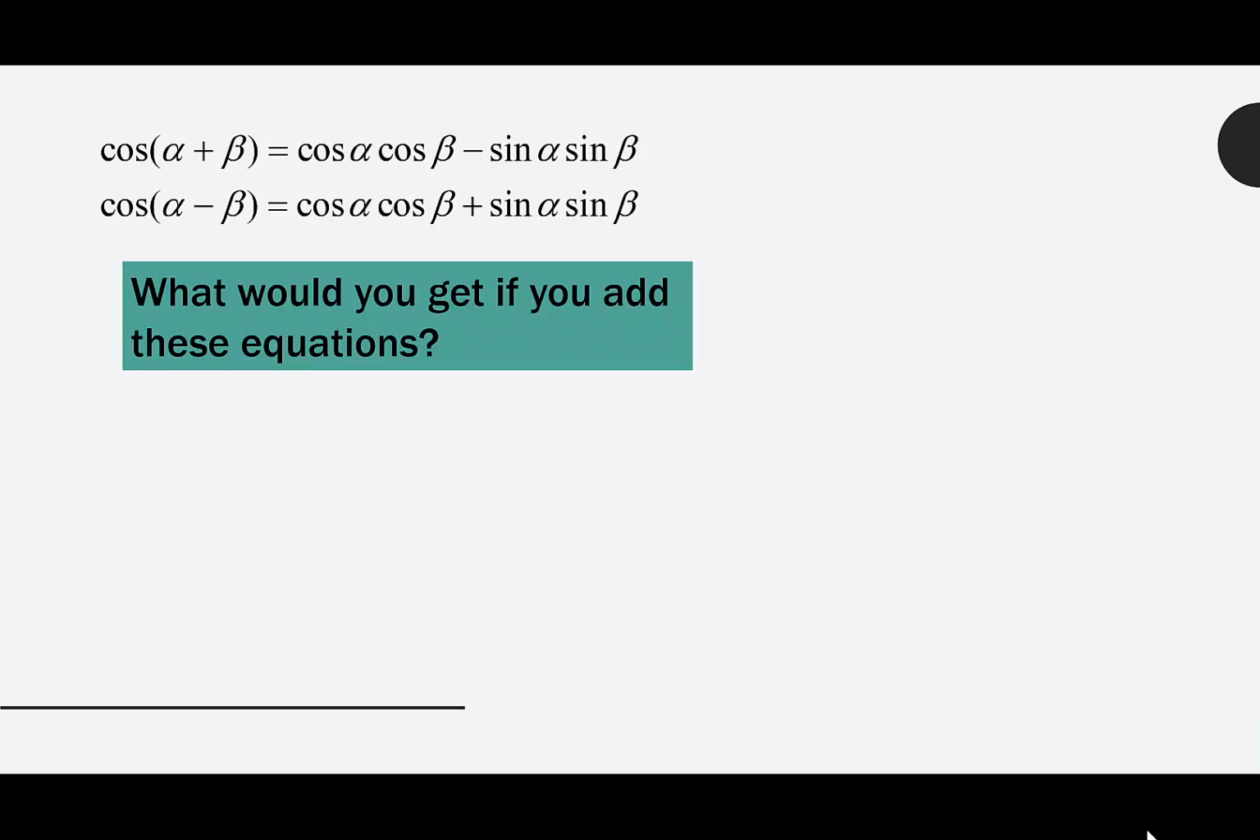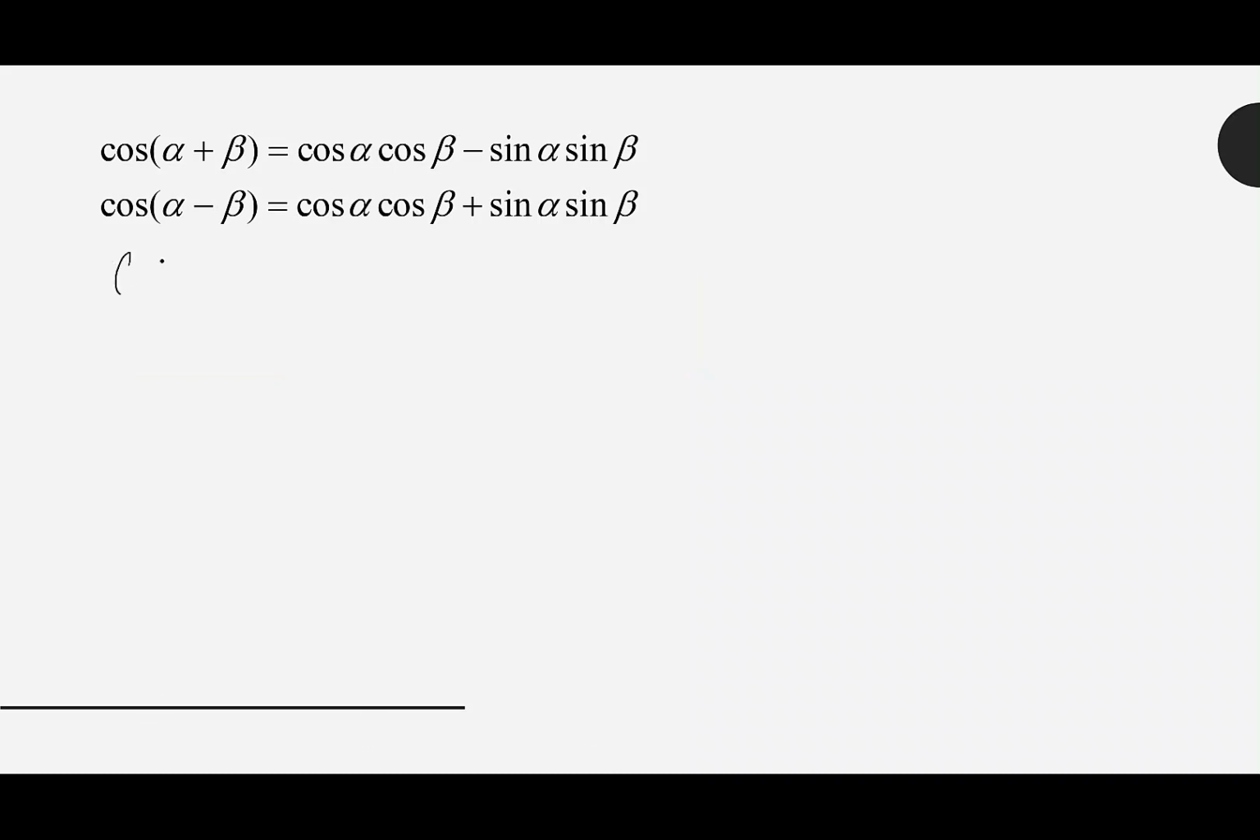To derive the first formula, I'm going to use that the cosine of alpha plus beta is cosine alpha cosine beta minus sine alpha times sine beta, and cosine alpha minus beta is equal to cosine alpha cosine beta plus sine alpha sine beta. What we want to do is look at what we would get if we add these equations. On the left side, I'll have cosine of alpha plus beta plus the cosine of alpha minus beta.